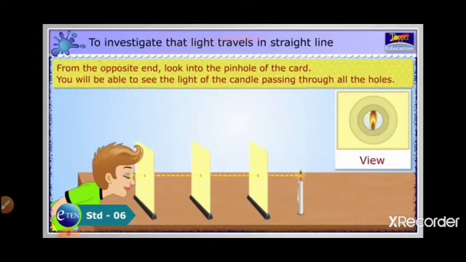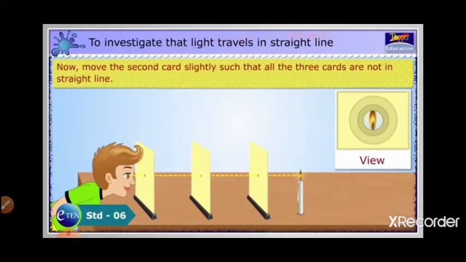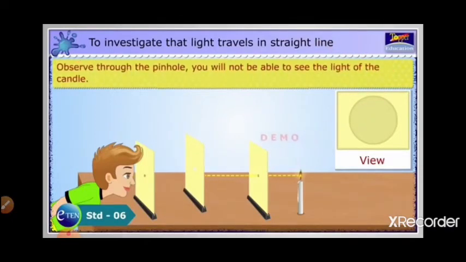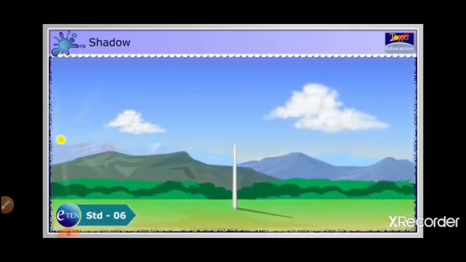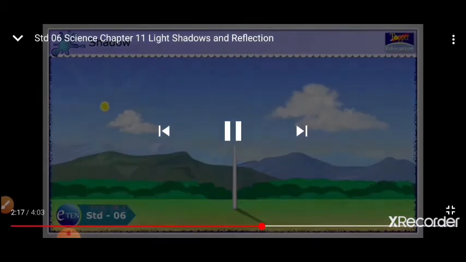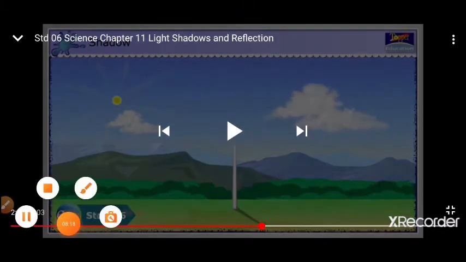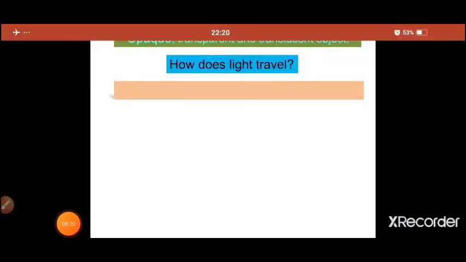Okay, now if you move the middle one a little bit, then it is not possible for you to see the light. So that means light always passes in a straight line. That's why it is not possible for you to see it. So light always passes through a straight line. So you have to do this activity neatly.